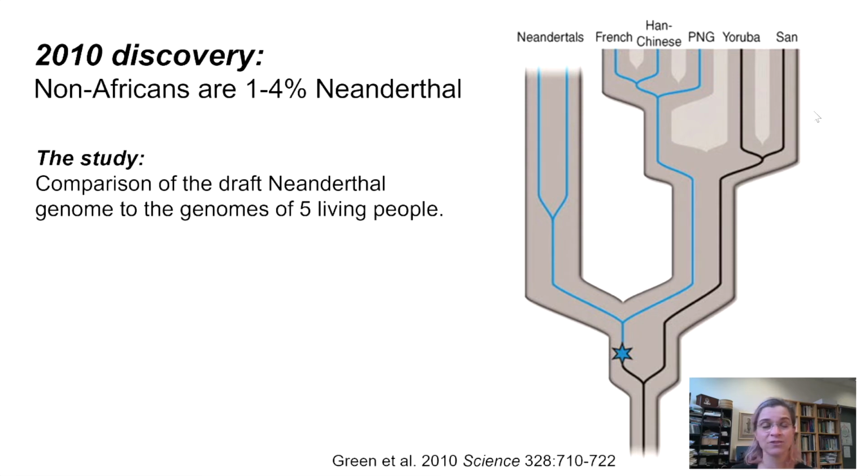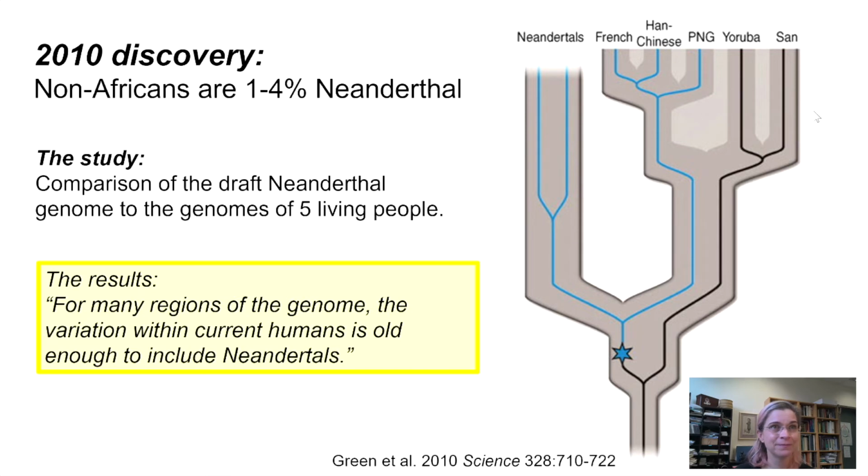Oh, and the Neanderthal. Now, what the authors found through their analysis is that for many regions of the genome, the variation within current humans is old enough to include Neanderthals. So, that's a quote out of their paper.